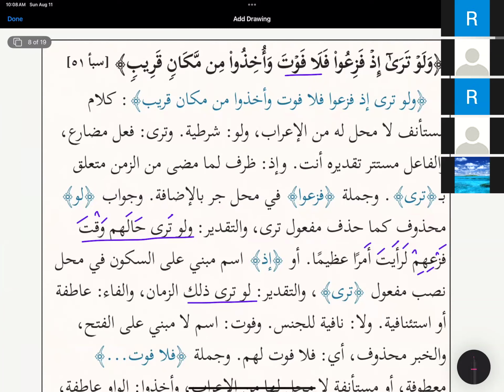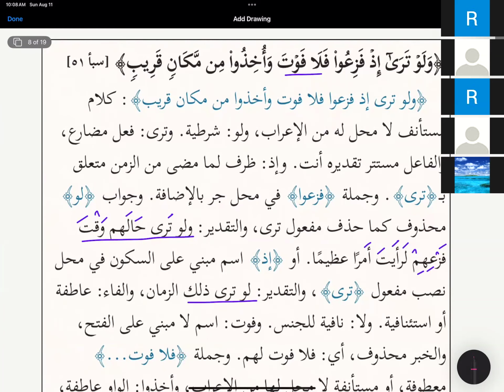Law is shartiya. Tara is fi'lun mudari', fa'iluhu mustaqir taqdiruhu anta. Wa is zarf, like lima mada min al-zaman, it is related to time, muta'alliq bil tara. Wa jumla fazi'u fi mahalli jar idafa, wa jawab of law. So fazi'u is the jawab of law. Wa jumla fazi'u fi jawab.